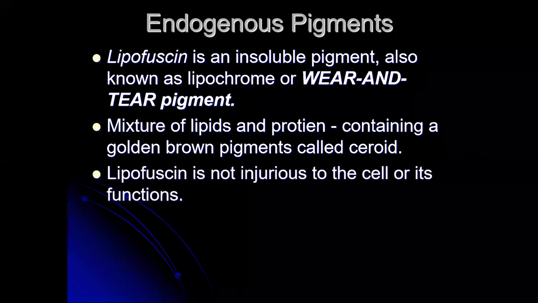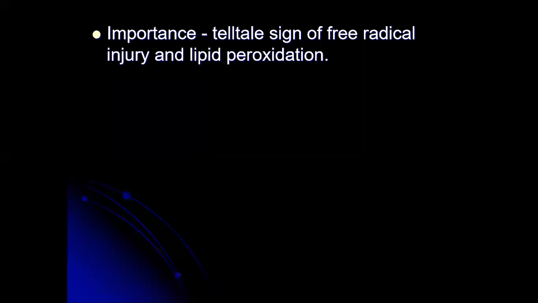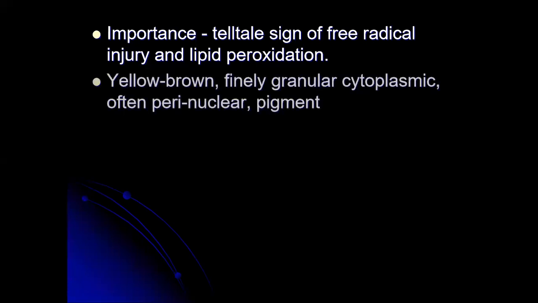So lipofuscin by itself is not injurious to the cell or its function, but it's a marker that this cell has undergone aging, and hence this material which has accumulated within is because of wear and tear. So it's a telltale sign of free radical injury and lipid peroxidation, which are biochemical processes that go on as the cell continues with its own functions. It's yellowish brown or golden brown. It is found within the cytoplasm, especially in the perinuclear region.